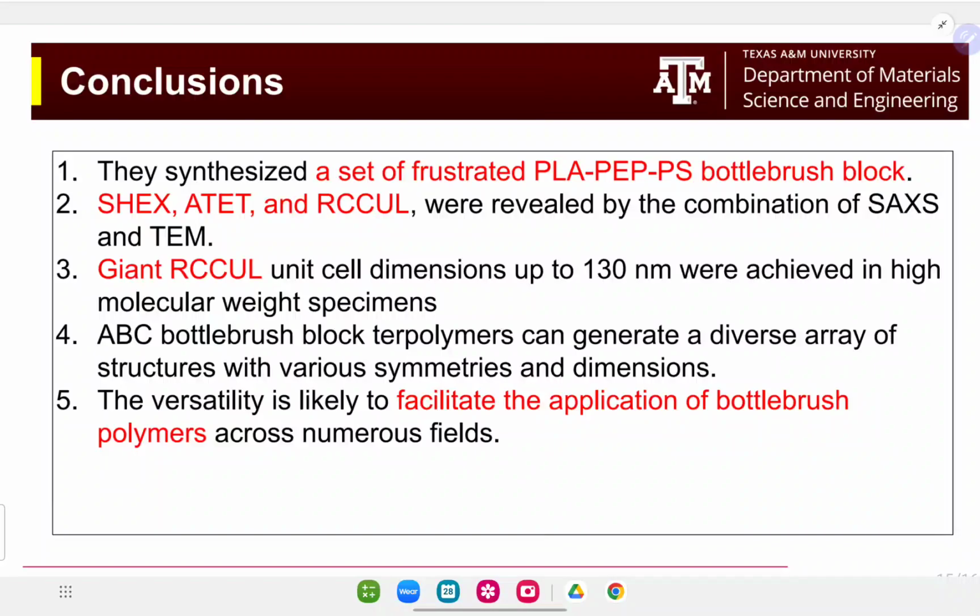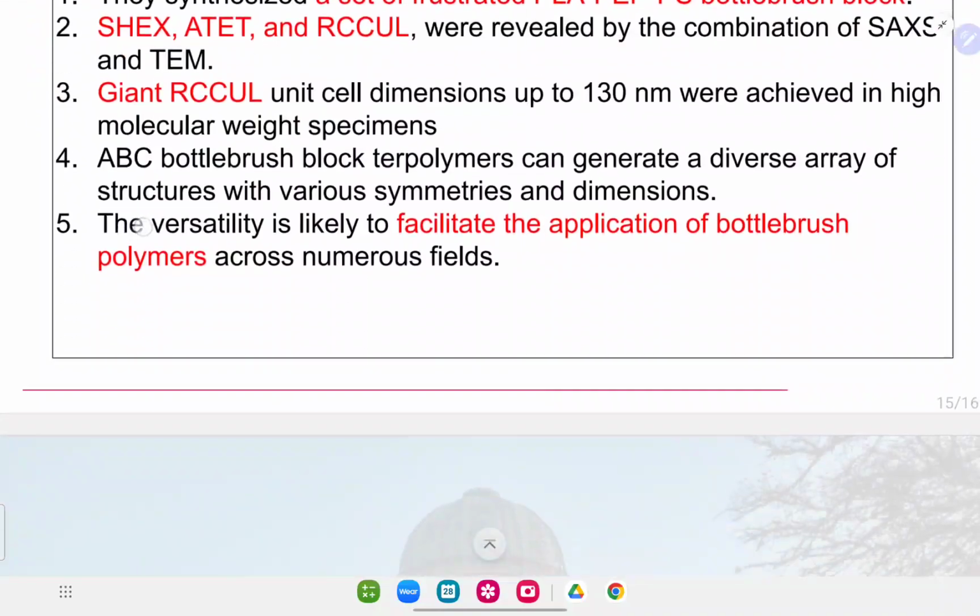Increasing the molecular weight led to giant RCCUL unit cell dimensions up to 130 nanometers, much larger than those in linear polymer systems. These results highlight the structural diversity and tunable dimensions of ABC bottlebrush block terpolymers, expanding their potential applications in photonics, nanofabrication, and membrane technologies.